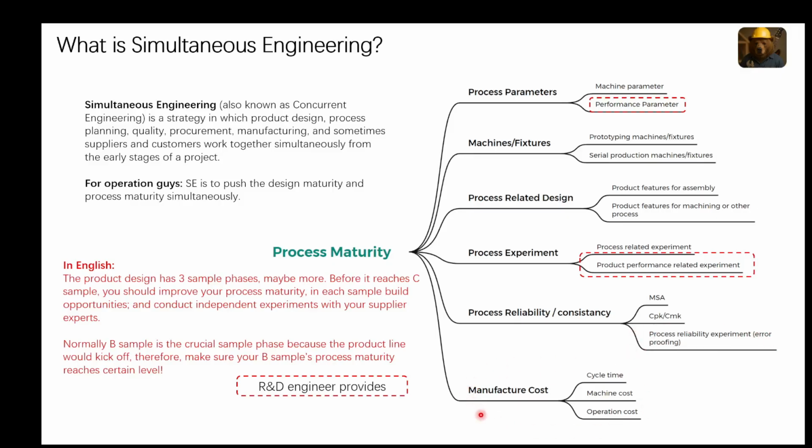Then at last, the manufacturing cost. You need to calculate the cycle time, machine cost, operation cost, machine time, whatever. I will explain them in the future lectures. All these factors you need to clarify. Then you can say your process maturity can reach a certain level, or can reach a serial product level.